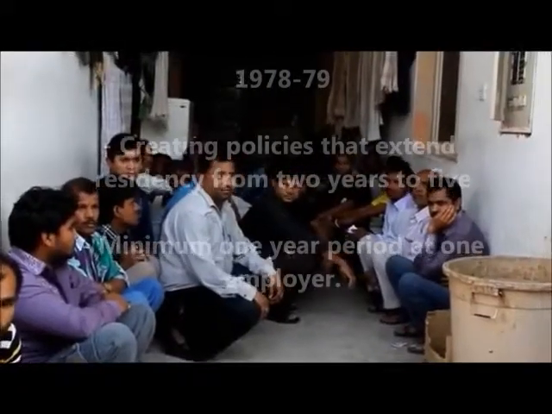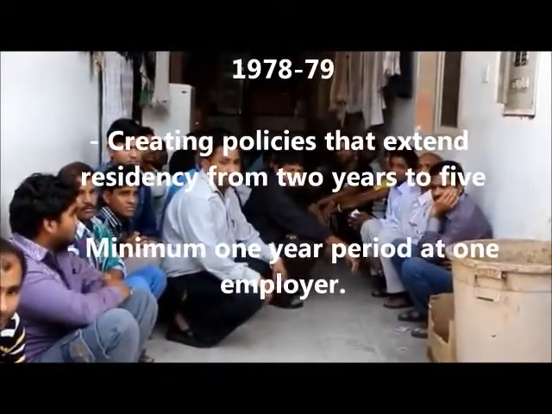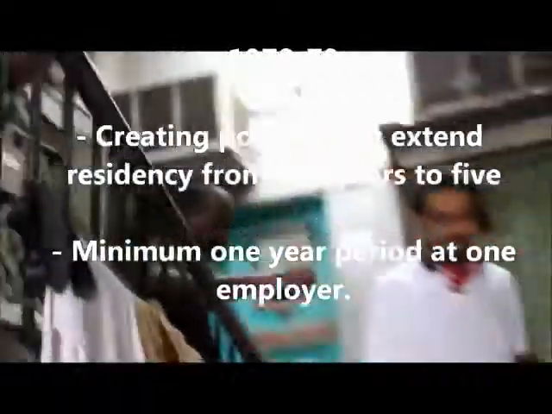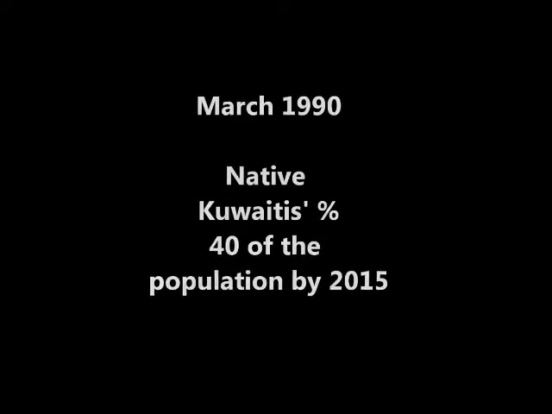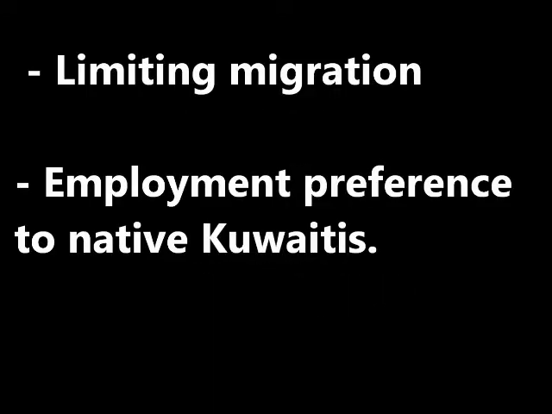In 1978 to 79, the law was adjusted again to ensure a growing labour market. This was done in various ways, for example, creating policies that extend residency from 2 years to 5 and creating a minimum 1-year period at one employer. In 1980, there were concerns over cultural security in Kuwait. In March 1990, Kuwait made a long-term plan to make native Kuwaitis 40% of the population by 2015, through ways like limiting migration and making employment more accessible to them.